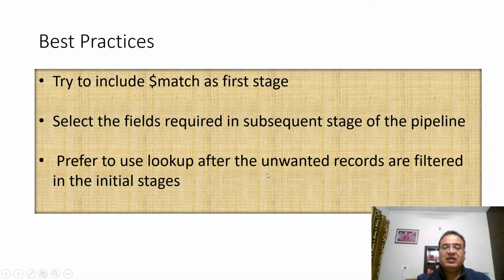Prefer to use lookup after the unwanted records are filtered out in the initial stages. It could happen that we have one table which is large enough, and if we perform lookup with a smaller table without thinking of it, then it will be a performance kill for our queries. It will lead to frustration amongst the end users, because the results will be returned later to the user. This is not an exhaustive list of best practices, but this is what I follow. So always try to follow these kinds of best practices while working on aggregation pipelines.